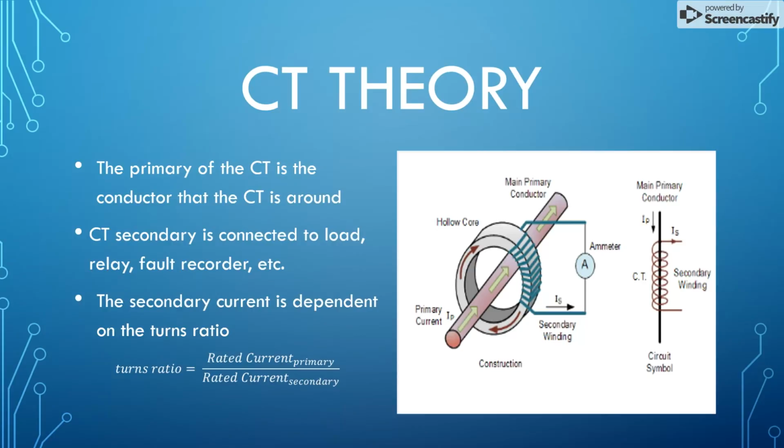So it doesn't work any differently than a traditional transformer in the sense that it's converting current from one value to another. The secondary current is dependent on the turns ratio, and to find a turns ratio, we take the rated primary current divided by the rated secondary current. So in the case of, say, a 2000 to 5 CT, you can take 2000 rated current on the primary divided by 5 rated current on the secondary, and you'll come up with a 400 to 1 ratio. So for every 400 amps that passes through the primary, you will see 1 amp on the secondary.